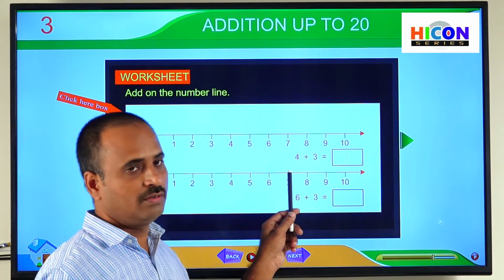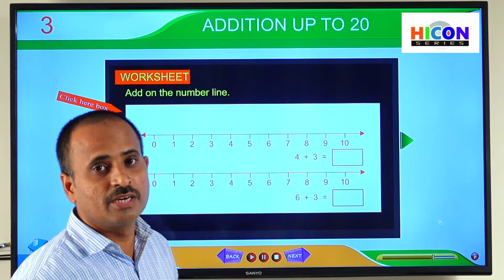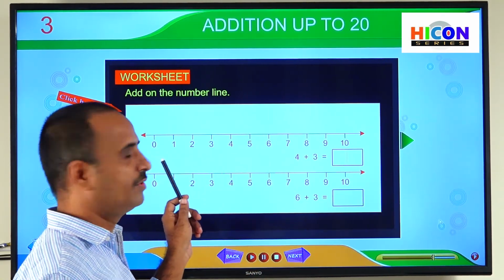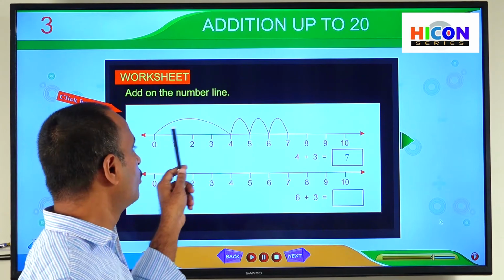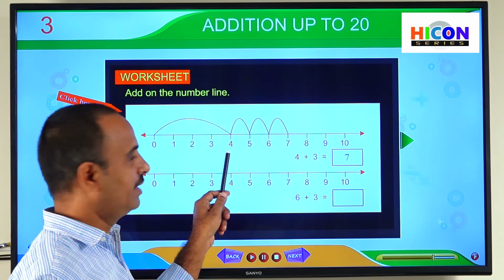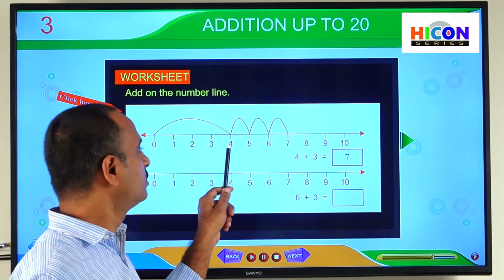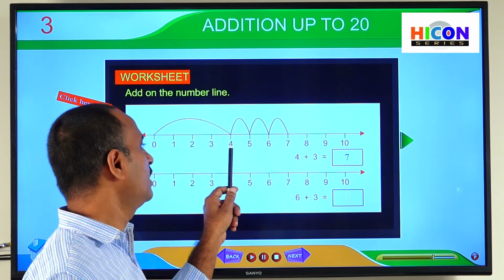4. So you remember what is the first step? We have to move to 4 starting from 0. So we have to start from 0 and move to 4. Next, what is the second number? 3. That means we have to move 3 steps forward starting from 4.